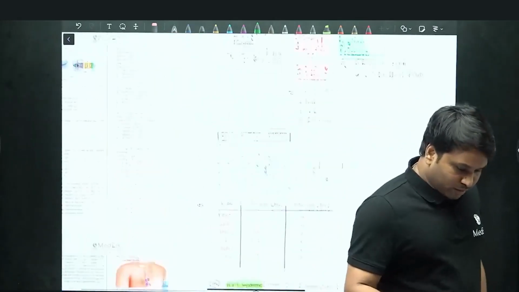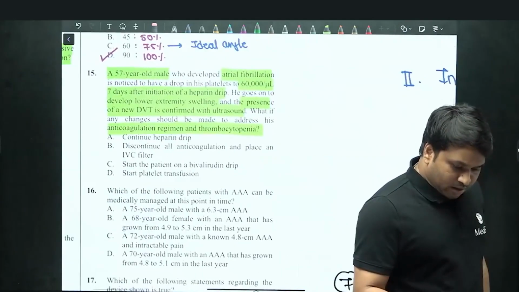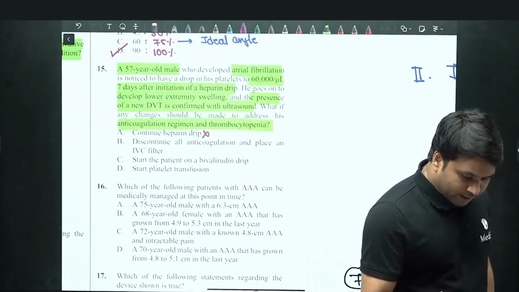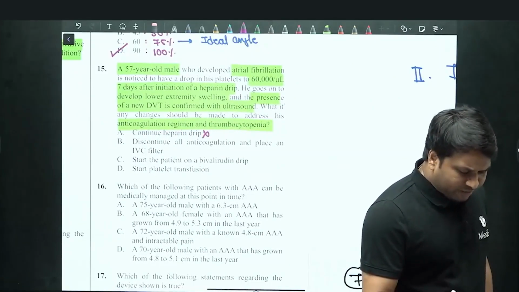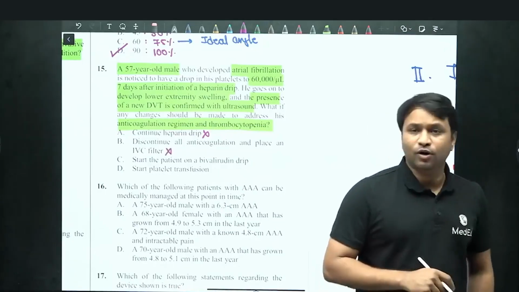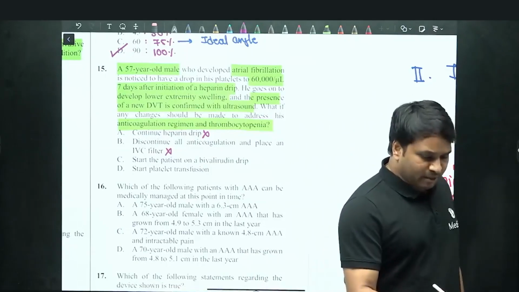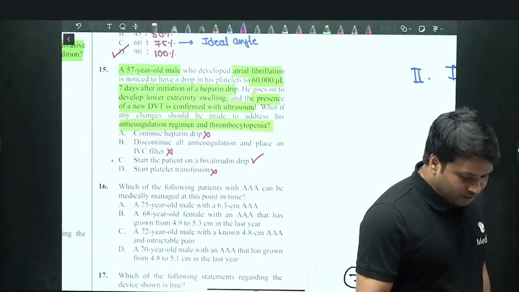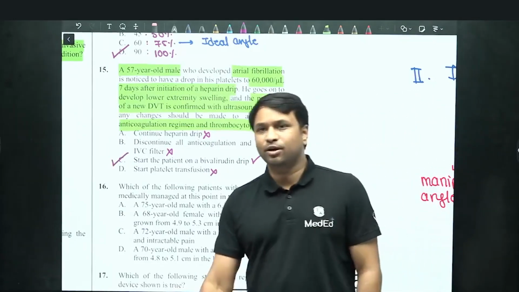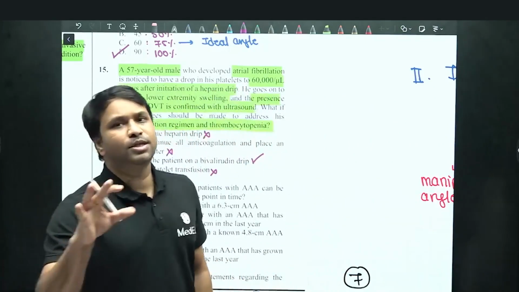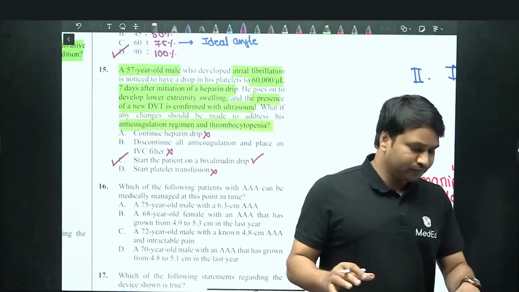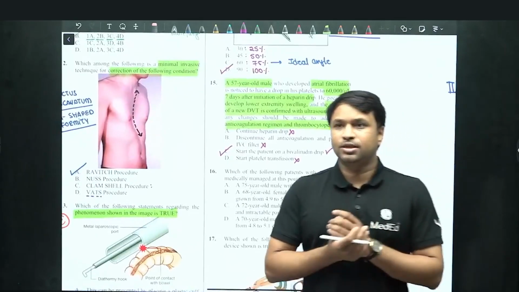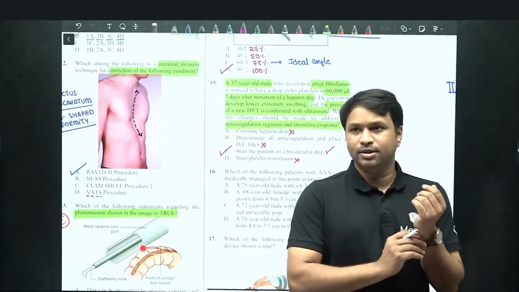Coming back to our original question, question number 15. Continue heparin is not an option, is wrong. Discontinue all anticoagulants and place an IVC filter: I will put an IVC filter if there's a contraindication for anticoagulation. Here it is not a contraindication. Start the patient on bivalirudin: this can be done. Start a platelet transfusion: no, only if there is a bleeding manifestation. So here, C for Calcutta, I will put the patient on bivalirudin. That is a direct thrombin inhibitor because that is the most sensible thing to do in a patient of heparin sensitivity, right? So these are the components to be remembered with respect to HIT syndrome.